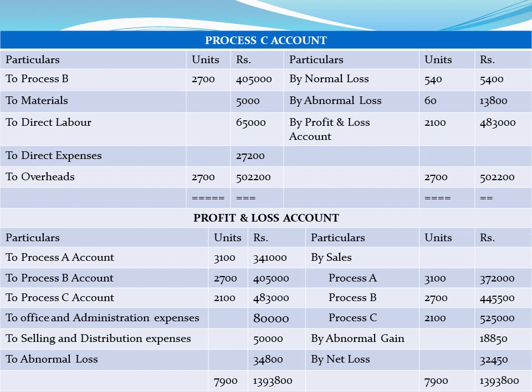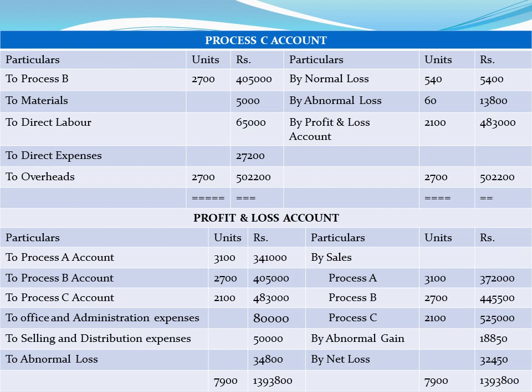To materials 5,000. To direct labor 65,000. To direct expenses 27,200. And the total for 2,700 units is 5,02,200. By normal loss, in this case we have given 20%. 20% of 2,700 is 540, and the recovery rate of this is 10 per unit. So 540 is multiplied by 10, that is 5,400.